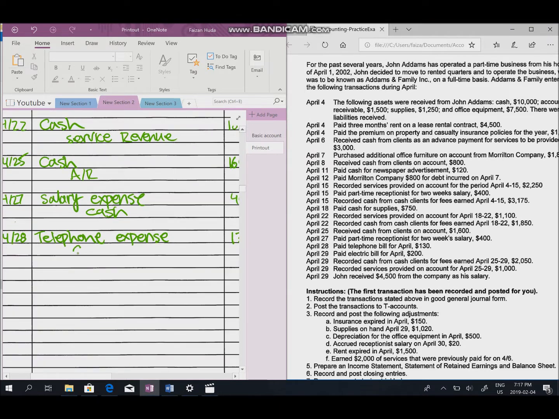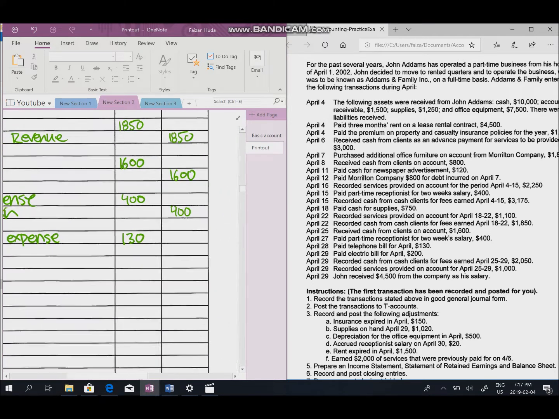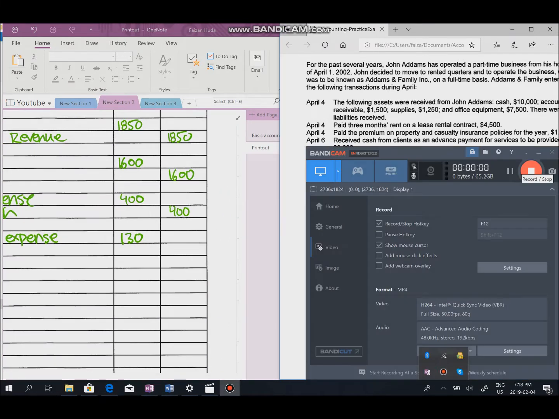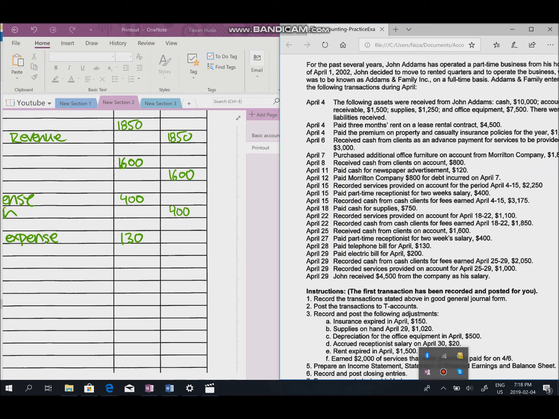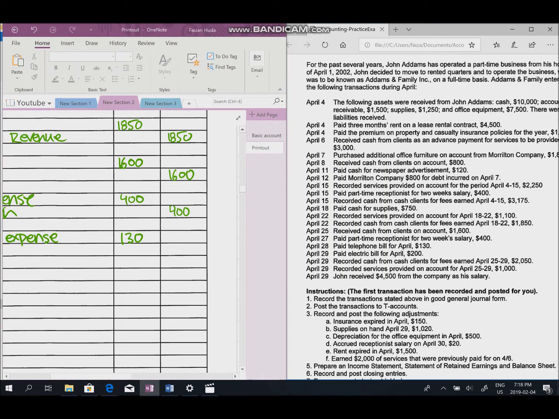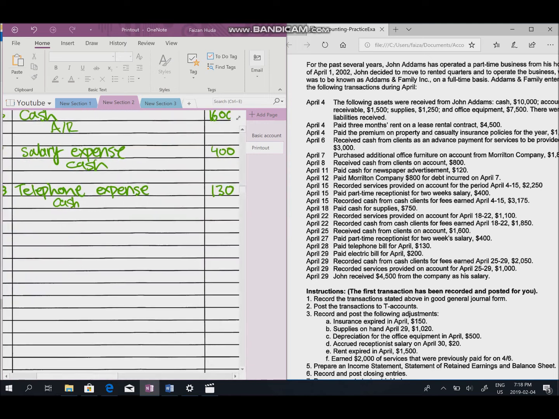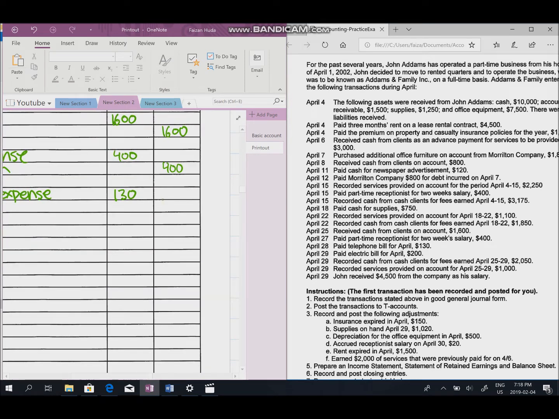Since you used cash to pay your bills, by the way, whenever it doesn't tell you what you used to pay, it's automatically assumed you used cash to pay them. And we already know from our past journal entries, your cash will decrease since you paid them. Your cash went out. So I'll credit cash for 130. Next journal entry is April 29.